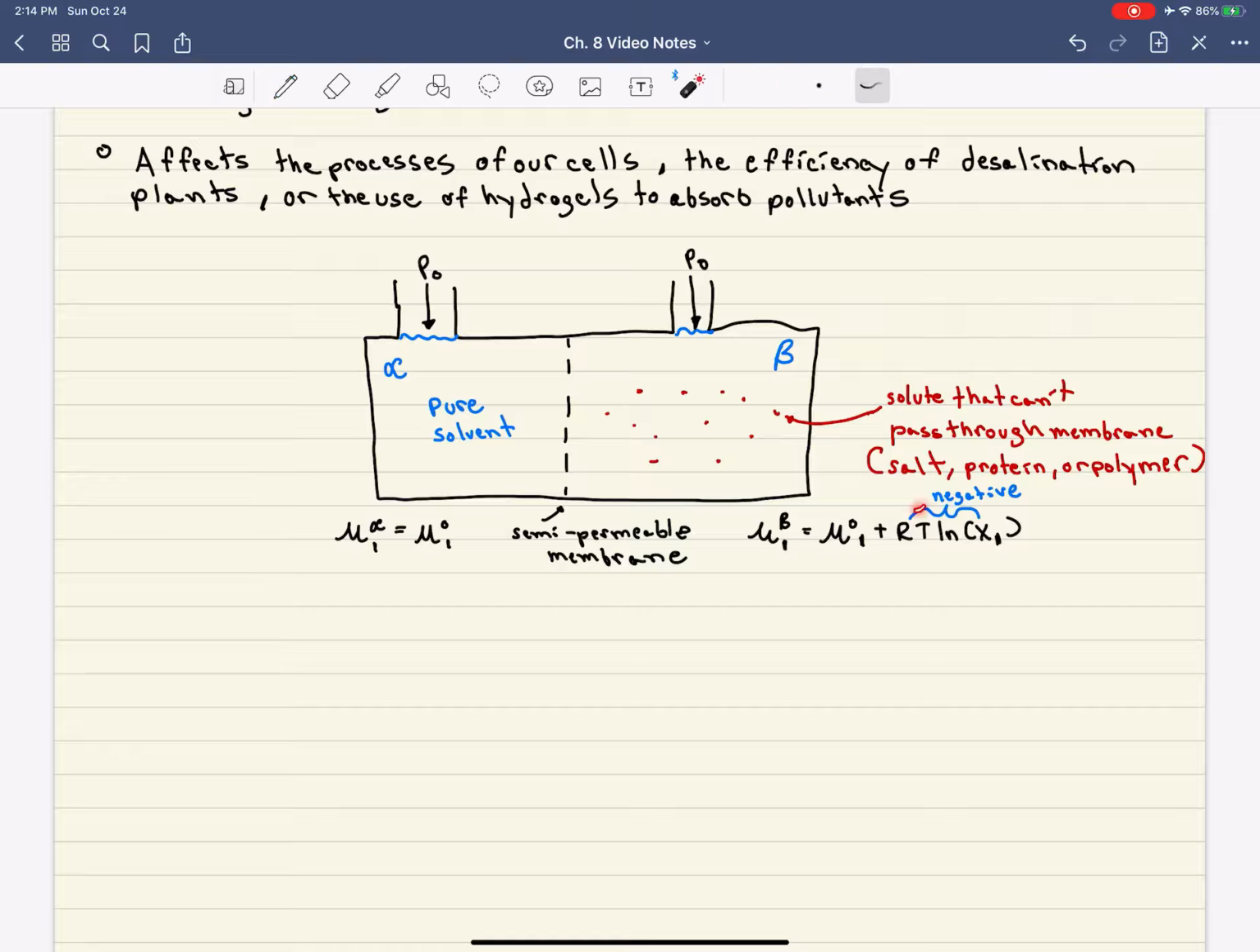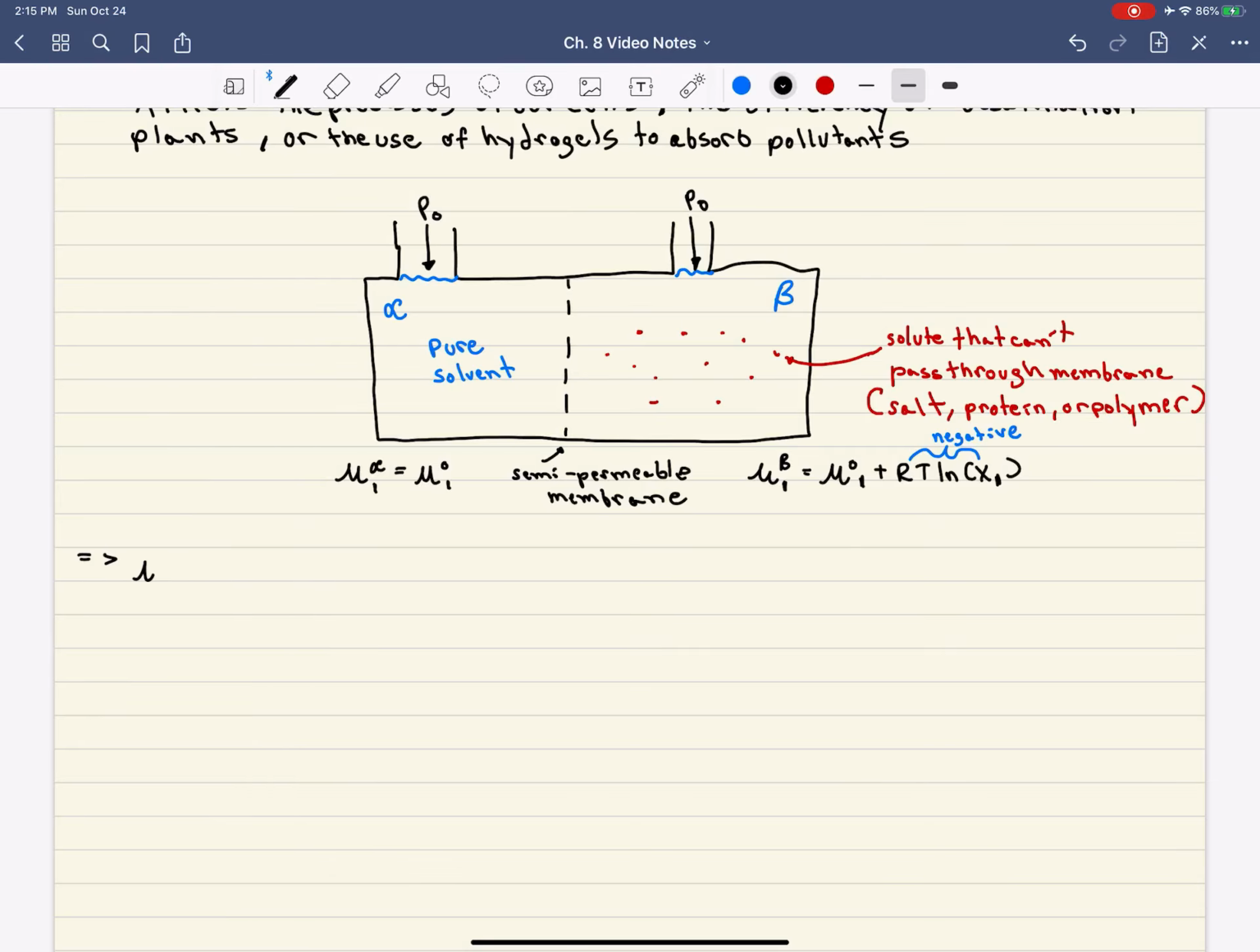And so, if this is negative, this will subtract off the pure species chemical potential, making mu1 beta less than the pure species chemical potential. Okay? At the same time, the alpha phase, we didn't do anything to that, so its chemical potential is still equal to the pure species chemical potential. And so what happens by adding in that solute is we make mu1 beta less than mu1 alpha. Okay? And so if we disturb the relationship between the two chemical potentials, we end up making the beta chemical potential lower than the alpha chemical potential.